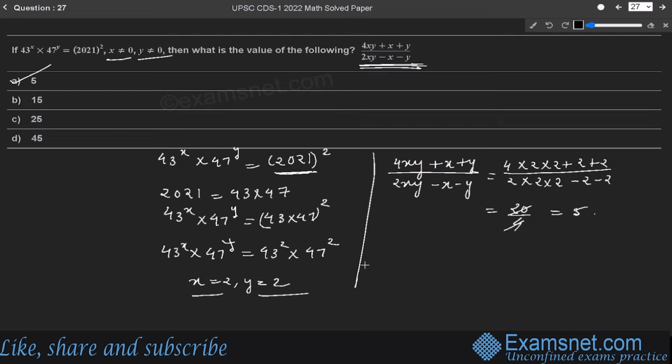See, these types of questions are very simple. Like I told you, you just have to find the prime factorization for the given digit.